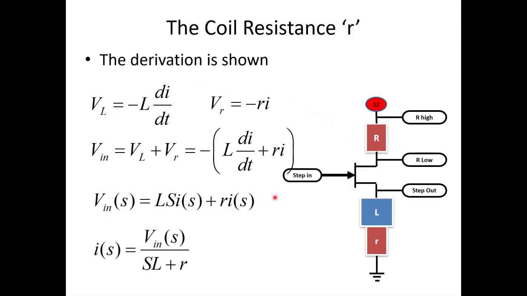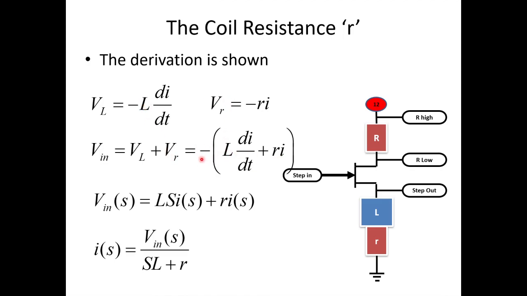Okay, and so now the voltage across the inductor is going to be the time change of current through the inductor times the inductance, and the voltage across the resistance is going to be the current times the resistance of the inductor. I'm using a lowercase r to represent the resistance of the inductor, and an uppercase R to represent our ramp resistor, our current sense resistor. So the total voltage across our inductor with its parasitic resistance is going to be VL plus VR, and we're just going to add these together.